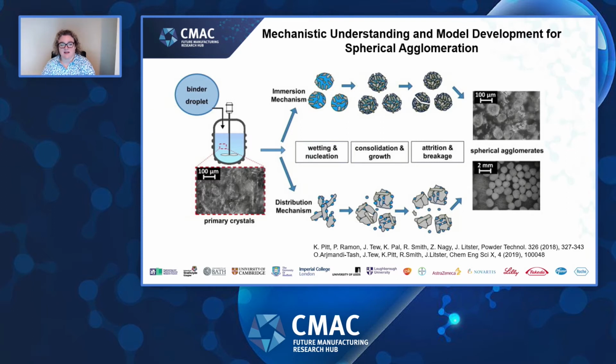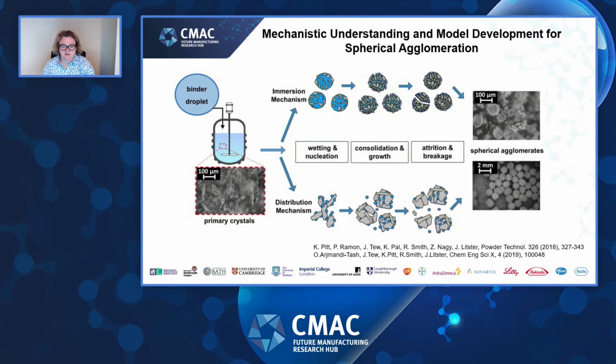So you can see on the left here we have basically in this instance, the crystallizer, and it's filled with a suspension of crystals that have been pre-crystallized already. And our aim is to agglomerate those particles together using an immiscible binder to give us the type of agglomerates that you can see on the right-hand side of the screen. There's a couple of different ways that this can happen.